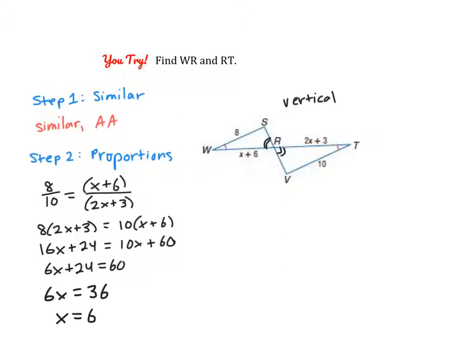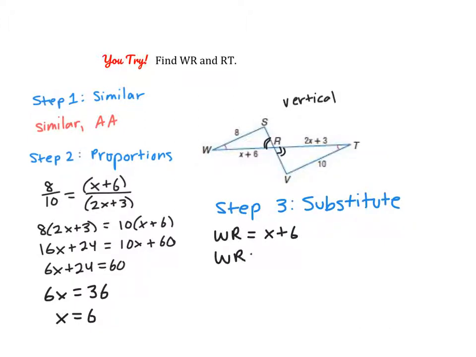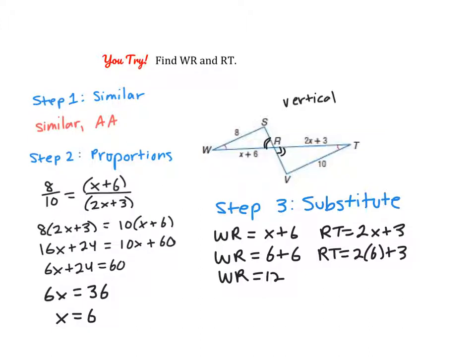But remember, we're not trying to find x, we're trying to find the lengths of WR and RT, which brings us to step 3, which is to substitute. So we know that WR is x plus 6. We know that x is equal to 6, so WR is 12. And then we know that RT is 2x plus 3. So substitute x equals 6, which means that RT is 15. So those are two answers, and we are all set.